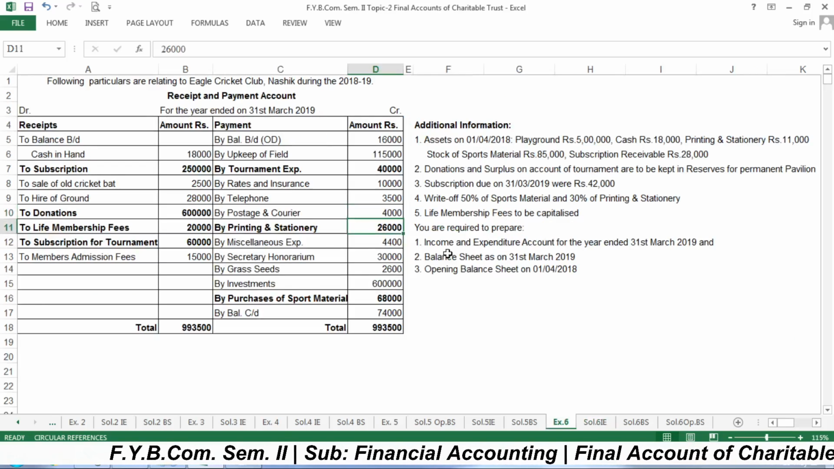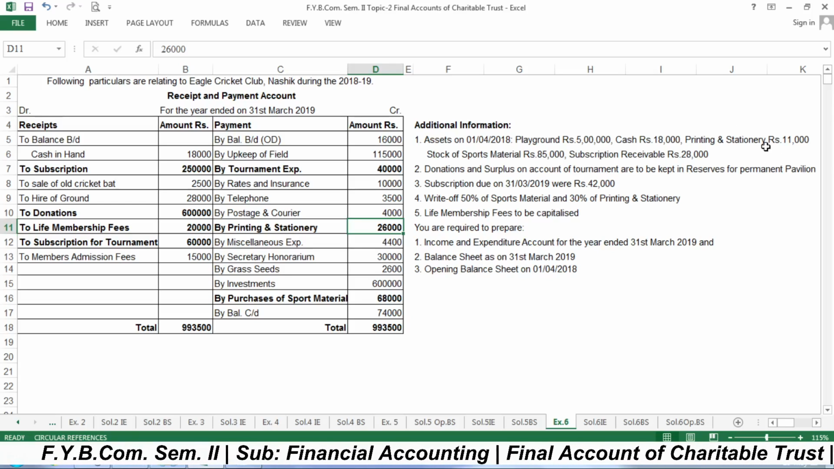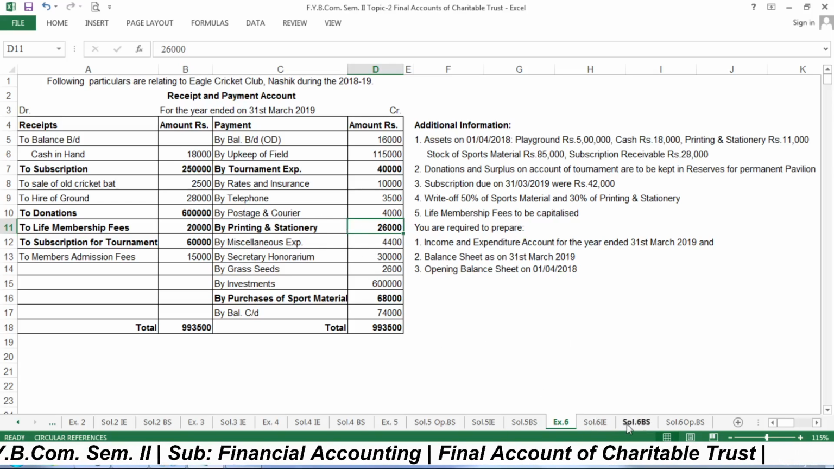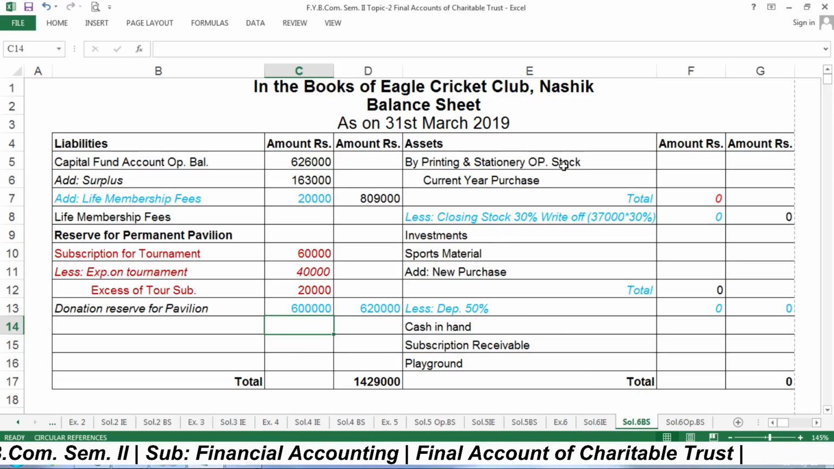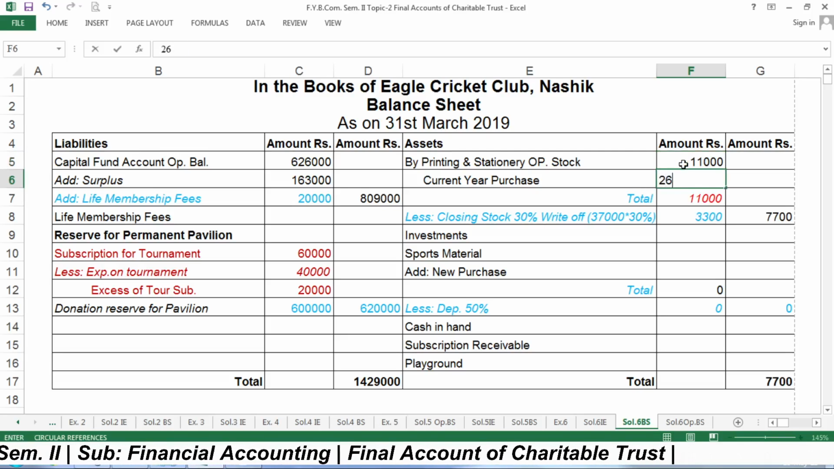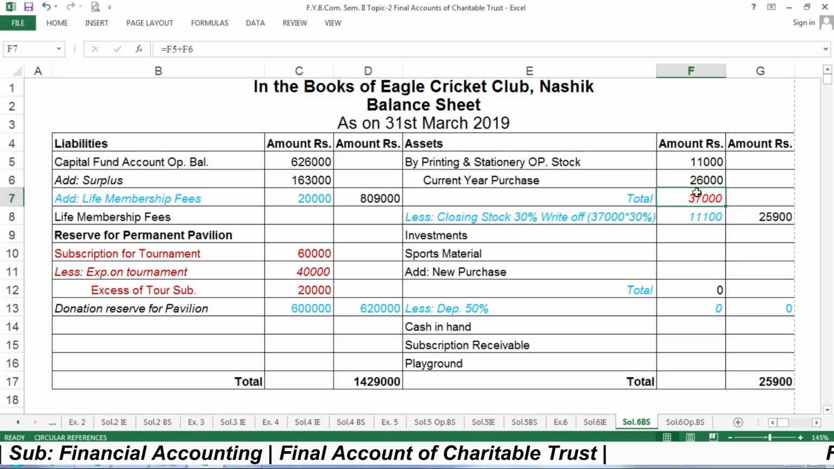Then we have printing and stationery of rupees 26,000. Actually, there is an opening balance of printing and stationery of rupees 11,000. In the current year, we purchased stationery for rupees 26,000. That means this has to be recorded on the asset side of the balance sheet. So printing and stationery opening balance is rupees 11,000, and we purchased new stationery for the current year of rupees 26,000. That means we have a total stock of rupees 37,000 for the stationery.